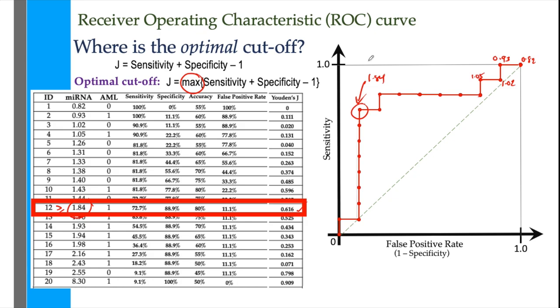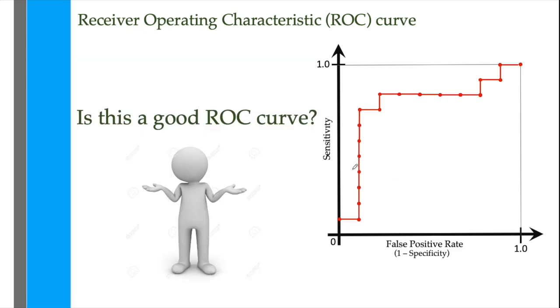And looking at this vertical line segment, it shows that the line segment from that point to this diagonal line is the longest line segment as compared to others. Now, we were able to identify the optimal cutoff. The question now is, is this a good ROC curve? In other words, can miRNA-223 really be used to distinguish patients with AML and patients without AML?